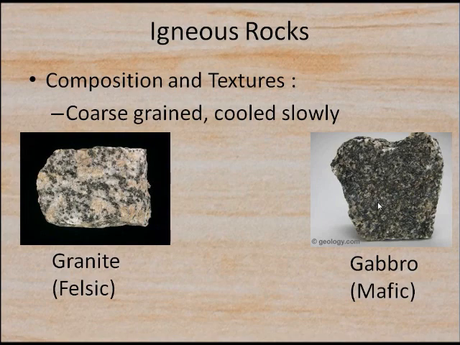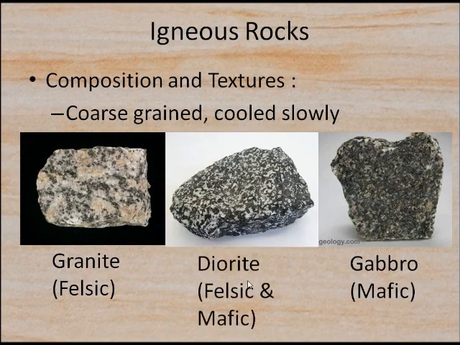And if we get a mixture of felsic and mafic magma, then we get something in between, an intermediate magma, and that forms this rock called diorite. Now, if you look at it, this is mostly light colored minerals. This is almost all dark colored minerals. This is about half and half. It's an easy way to remember it.